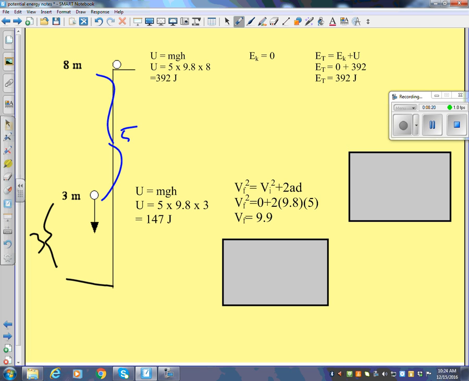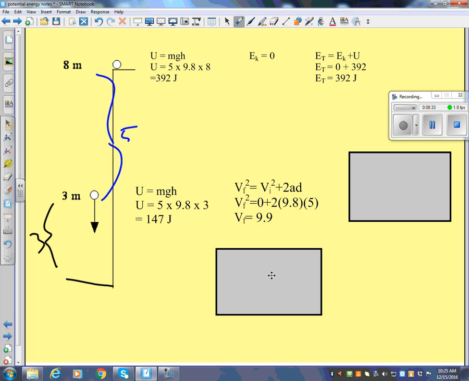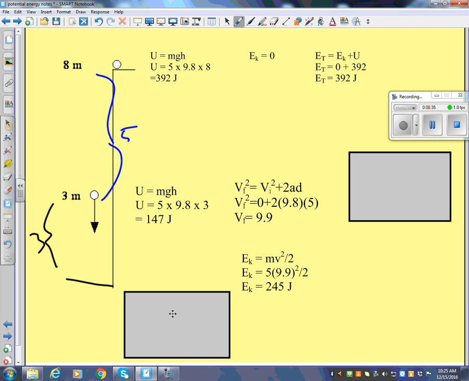The distance fallen is 5, right? It's at a height of 3, so it's accelerated for 5. So we got a final velocity of 9.9, which gives us kinetic energy of Ek equals mv squared over 2: 5 is mass, 9.9 squared, 245. It has 245 joules of kinetic energy because it's moving at a certain speed.